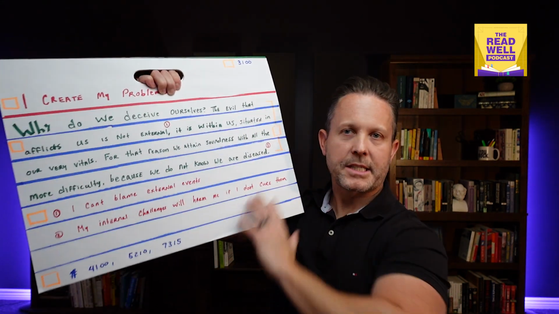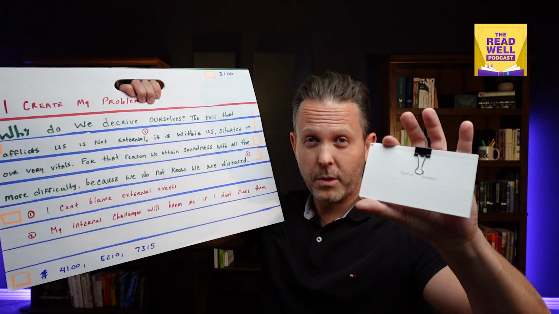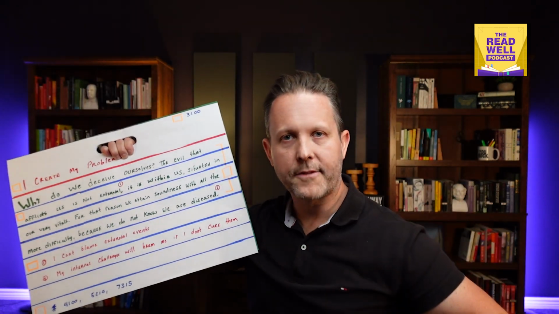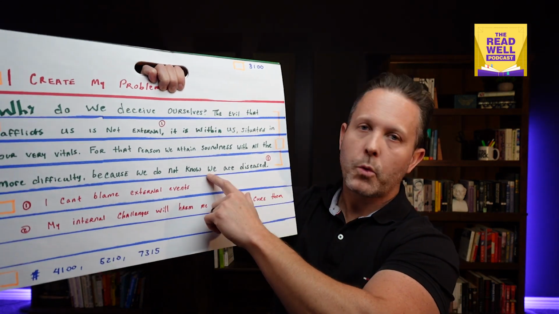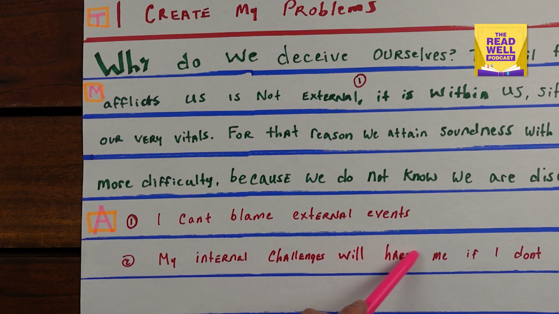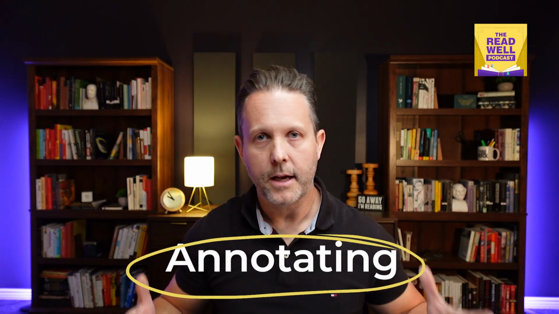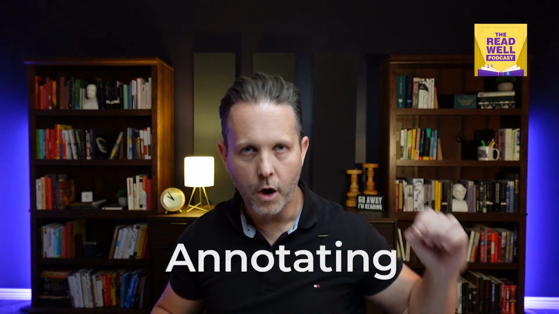Now I want you to pretend like this is one 3x5 card. So you'll notice that these aren't very big in real life. This is kind of cheating, but they're not really big, and so you really have to be concise and get to the point. I wrote a number 2 next to "we are diseased," and then my footnote here says, "my internal challenges will harm me if I don't cure them." Okay, that is the process of annotating a passage. Go through and mark the important parts, and then in your own footnotes down below, write what they mean to you.